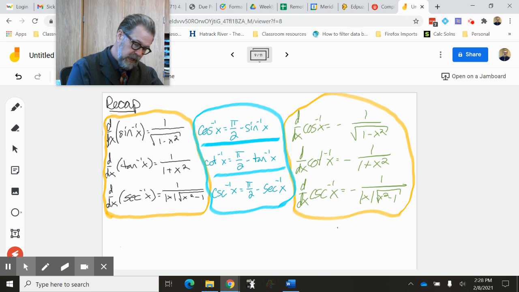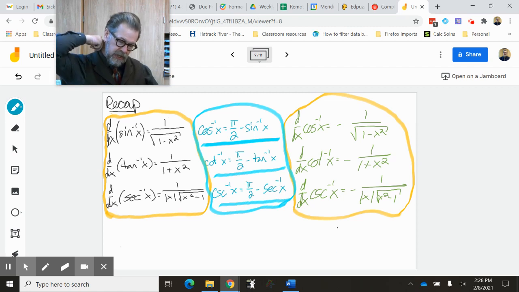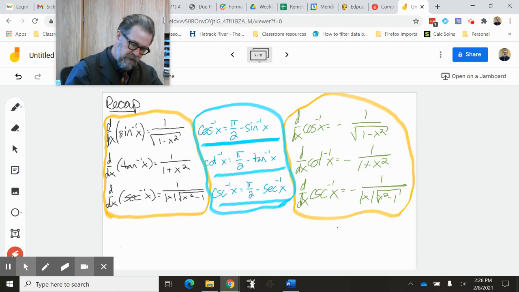And similarly, cosecant, here we've got pi over 2 minus inverse secant. And so the derivative, again, must be the negative of the derivative of the inverse secant.